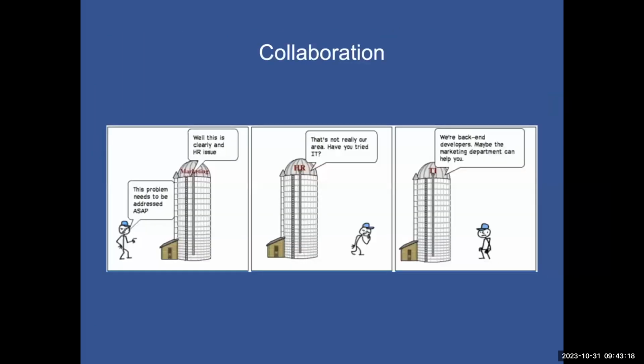So collaboration, again, it's always a bear. This is the one about the problem needing to be addressed ASAP. Well, this is clearly an HR issue. What does HR say? No, that's not us. Go talk to IT. IT says, you see, they started marketing, by the way. When they get to IT, what's IT say? This is a marketing problem. So this is kind of collaboration, as we figure out who we are working with, who's responsible, and how we work together on these things.